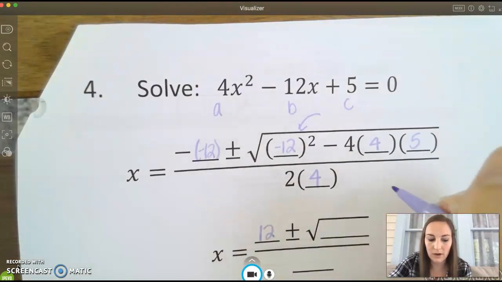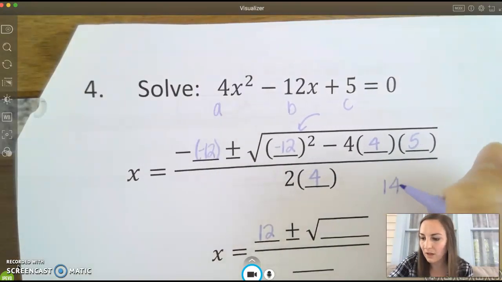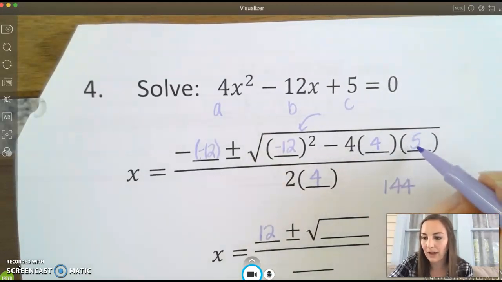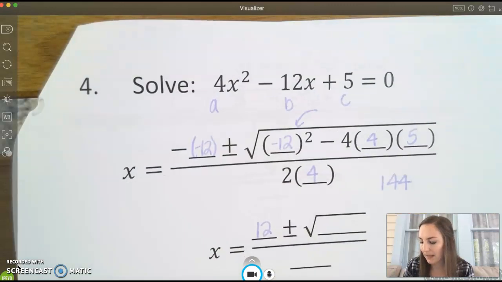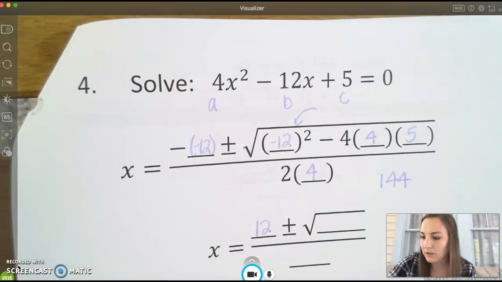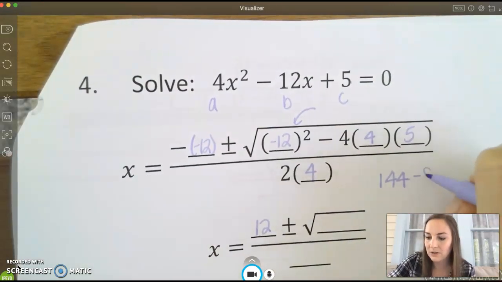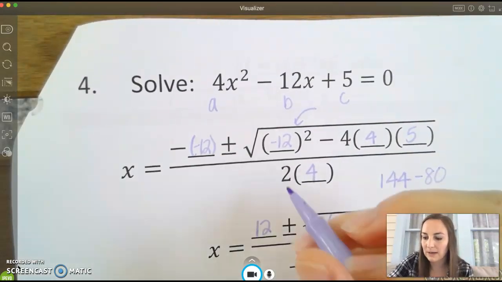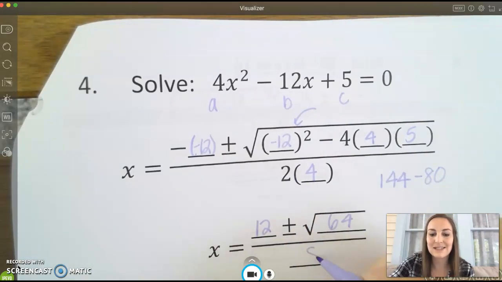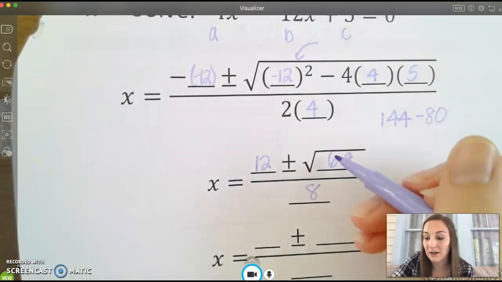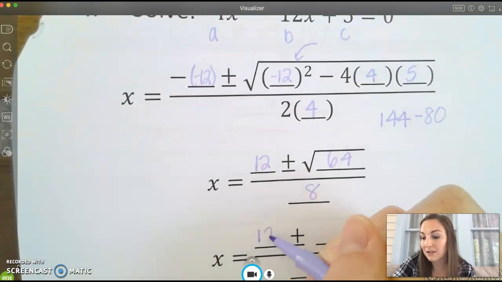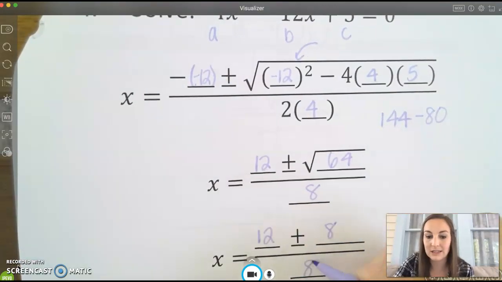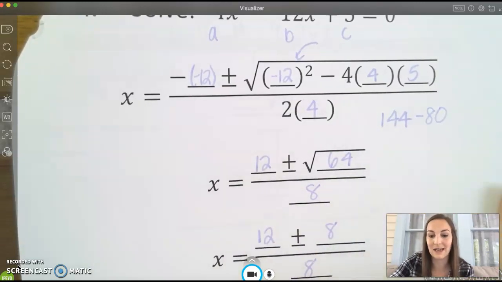So I have 144, and then 4 times 4 times 5, well, I get 16 times 5, which is 80. 144 minus 80, so what's left is 64. And 2 times 4 gives me 8, so this is nice because guess what? We have a perfect square. So we're doing 12 plus or minus 8 over 8, because the square root of 64 is 8 here.